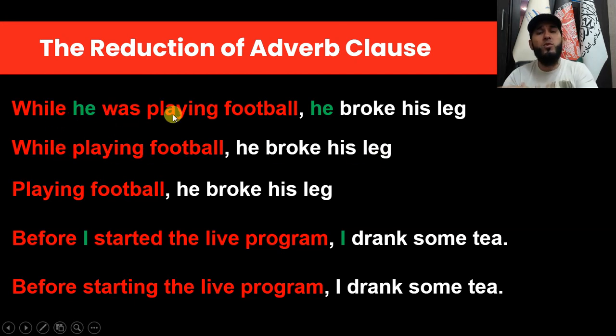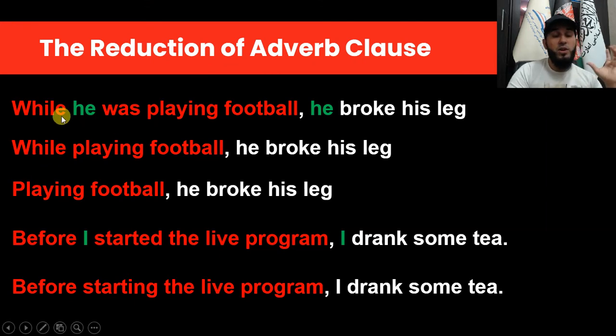Now, while he was playing football was an adverb clause of time because, as I said at the beginning, a clause is a group of words which has a subject and a main verb. It has a subject and a main verb, he and was playing, past continuous tense. But in while playing football, we don't have the pair of subject and verb. So now it is the reduction of an adverb clause to a modifying phrase. In other words, you may say it is a reduced adverb clause, a modifying phrase, or an adverb phrase.